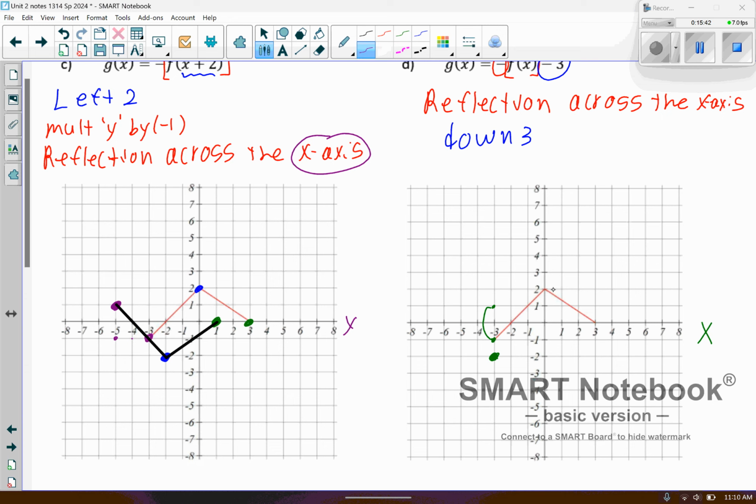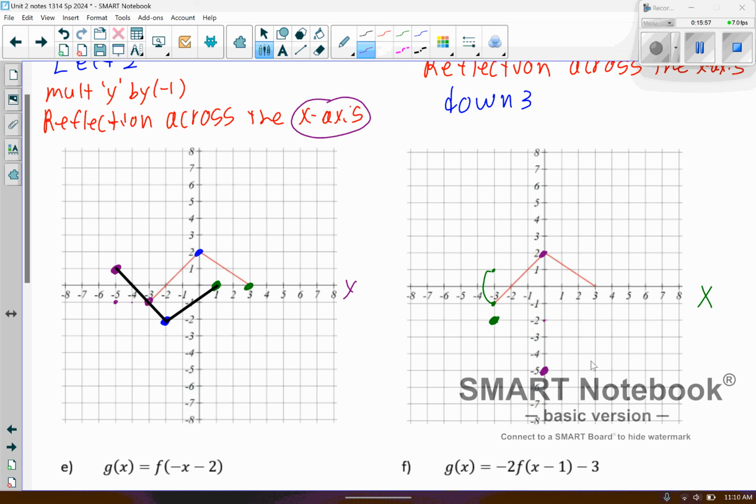Let's look at the next point. The next point was right here. We're going to reflect across down to -2. And then I have to go down 3 spots, down 1, 2, 3. So I'm going to end up right there. You can see that kind of behind the watermark. Okay, right there.